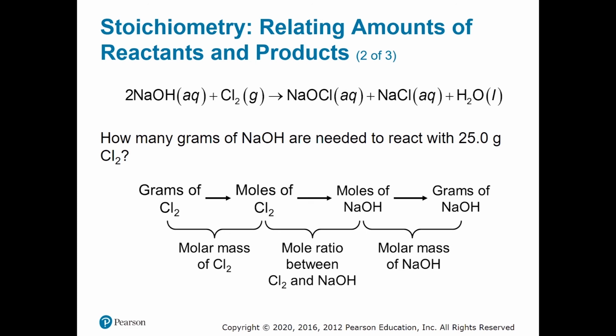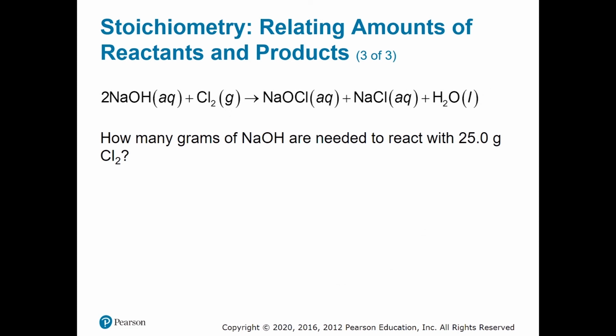The starting information in the problem is the mass of chlorine. We can use its molar mass to figure out the number of moles of chlorine, which allows us to use the coefficients in our balanced equation to figure out how many moles of sodium hydroxide are needed. Finally, with that information, we can use the molar mass of sodium hydroxide to calculate the appropriate mass of that compound that will be needed. Let's set this problem up.